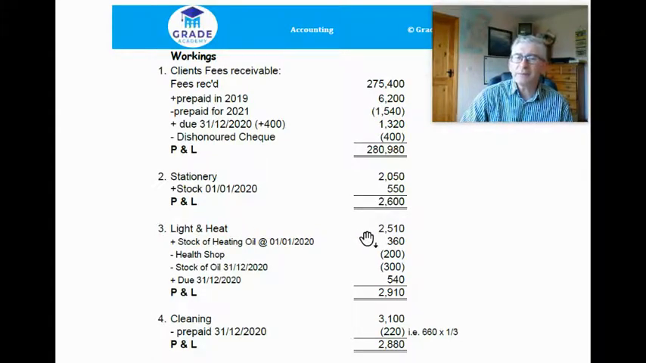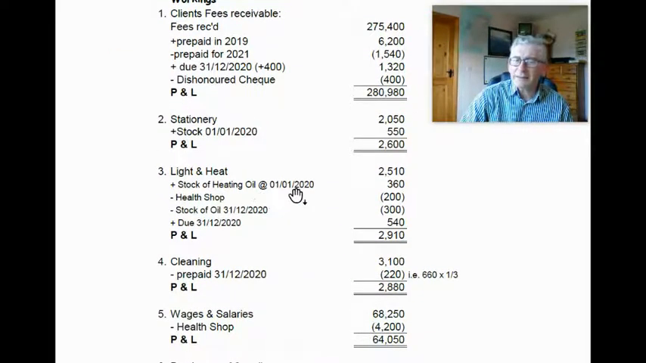Light and heat, we actually paid 2,510. Okay, we add the stock of heating oil at the start because that's what we would have used this year. We take away the amount that was relevant for the shop because that's included in the shop profit. We take away the stock of oil at the end of the year, which was 300. We didn't use that this year, so it'll be used next year probably. That should not go into this year's accounts. But then we owe at the end of the year electricity due, 540. So therefore, the P&L expense, the actual payable figure for light and heat, is 2,910.